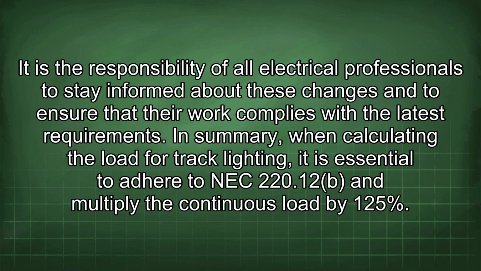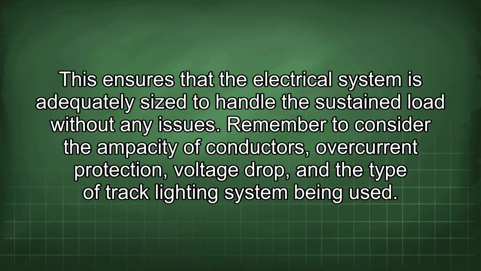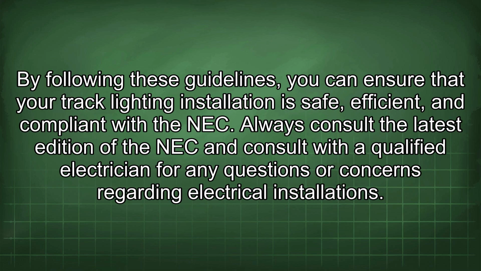In summary, when calculating the load for track lighting, it is essential to adhere to NEC 220.12 and multiply the continuous load by 125%. This ensures that the electrical system is adequately sized to handle the sustained load without any issues. Remember to consider the ampacity of conductors, overcurrent protection, voltage drop, and the type of track lighting system being used. By following these guidelines, you can ensure that your track lighting installation is safe, efficient, and compliant with the NEC.